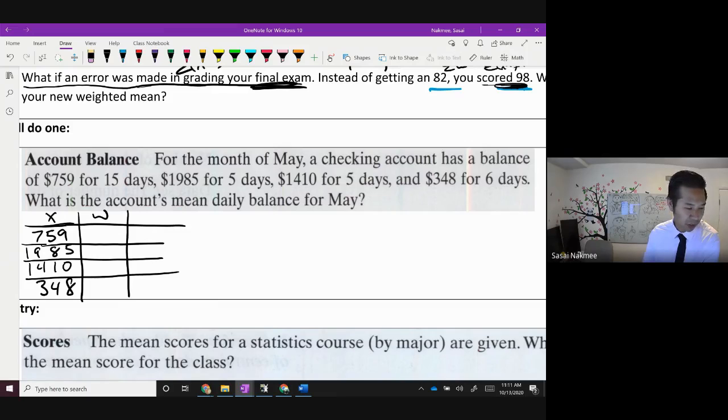But this is what I want to show you. If you're calculating the average of things, you're supposed to add up all of them and divide by how many there are. But what's nice about the weighted mean technique is that if you know how many days it was with this specific value, you don't actually have to add it that many times. You can just multiply by that. And let me show you what I mean.